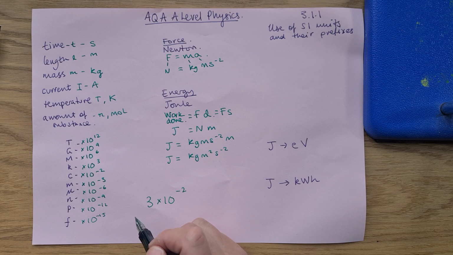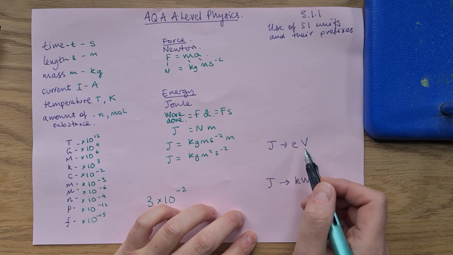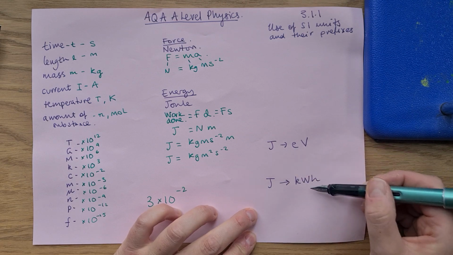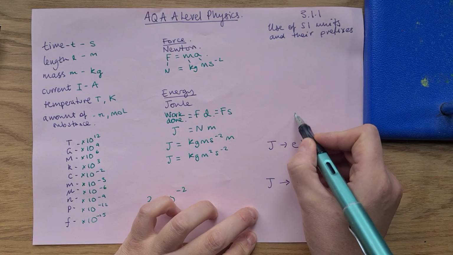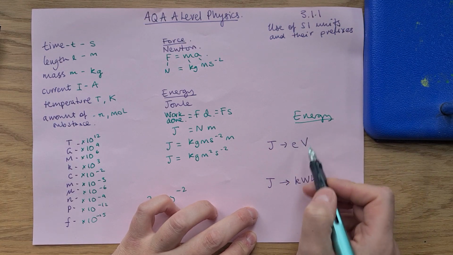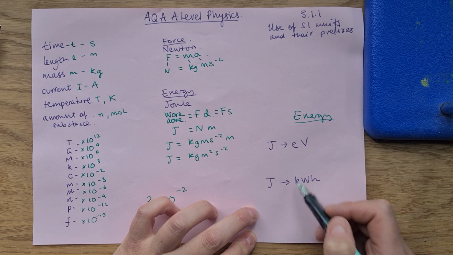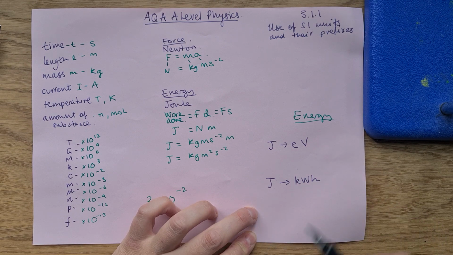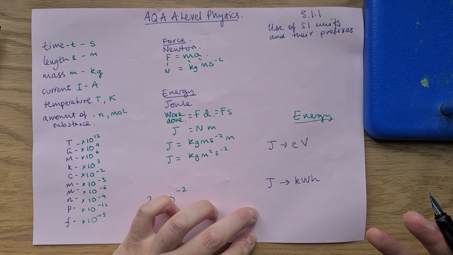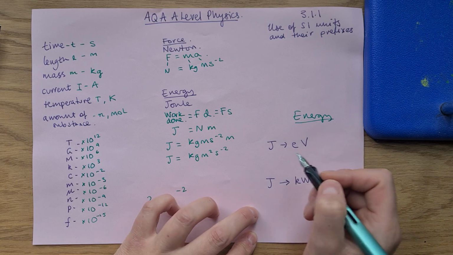Now, the other thing you need to be able to do is convert between different units of the same quantity. So joules, electron volts, and kilowatt hours are all units of energy. In short, if you're thinking about very small amounts of energy, you'll use an electron volt. If you're thinking about very big amounts of energy, you use the kilowatt hour. So when you have an electricity bill, you get how much energy you've used through the transfer of electricity in kilowatt hours, just to make it a more manageable number.